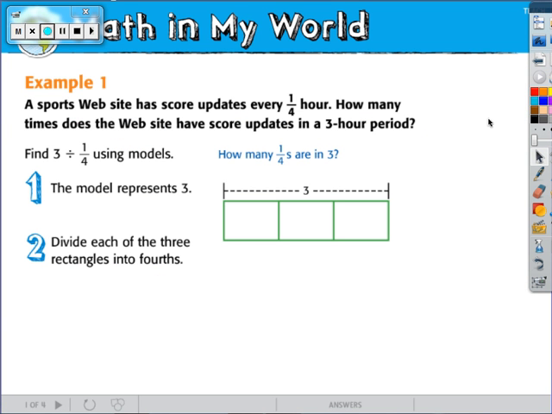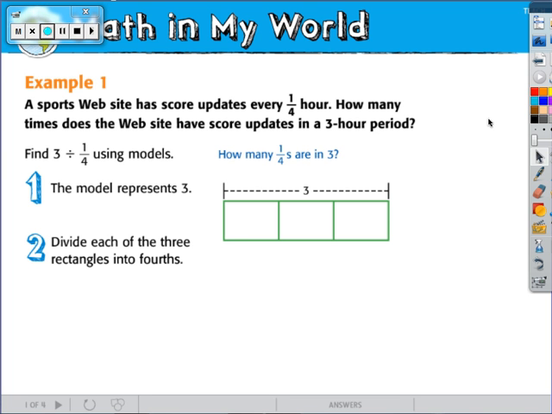So, our first example. We have a sports website that has scores update every quarter of an hour. So we want to know how many times does the website have score updates in a 3-hour period. Okay? So what we're going to do is take the whole number and model it. So how many whole squares do I have up here on my board? I have 3 whole squares, right? Okay. So now, I'm going to take each one of the wholes and divide it into fourths.